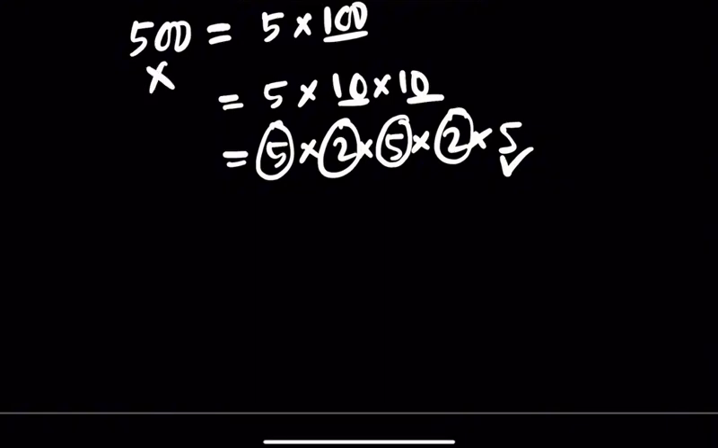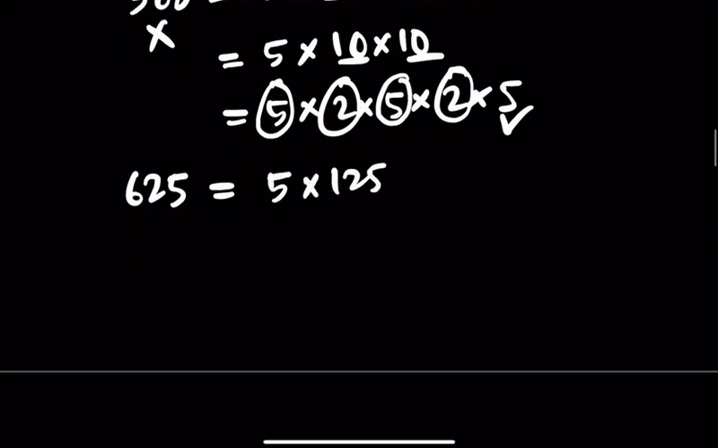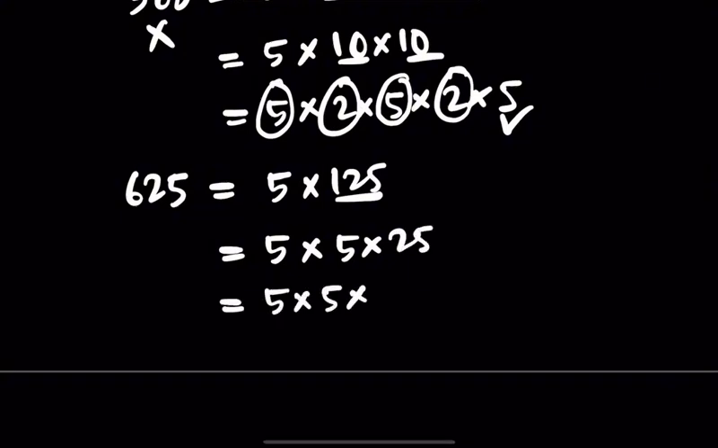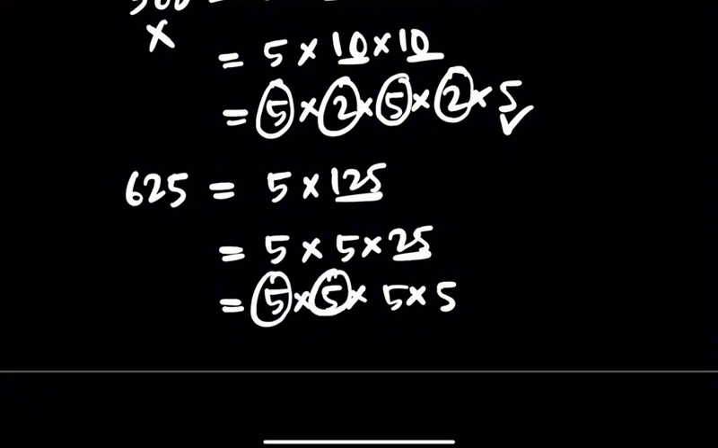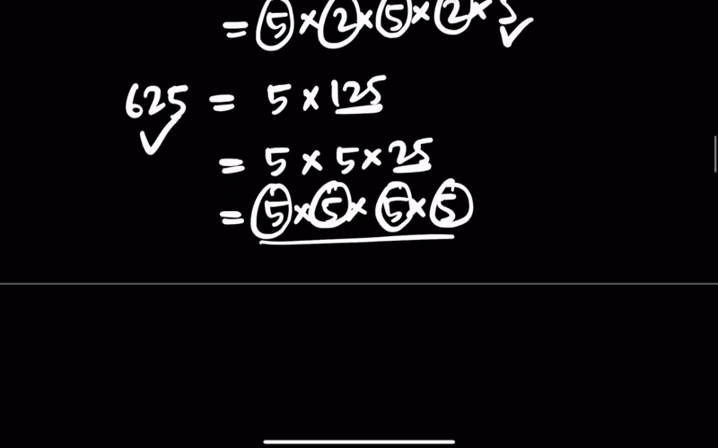Now let's see if 625 is a perfect square. I can write 625 as 5 times 125. I can break this 125 as 5 times 25. So 5 times 5 times, I can further break this 25 into 5 times 5. Now let's look at the pairs. This 5 has a pair, and this other 5 also has a pair. Since all the factors have a pair, therefore 625 is a perfect square.